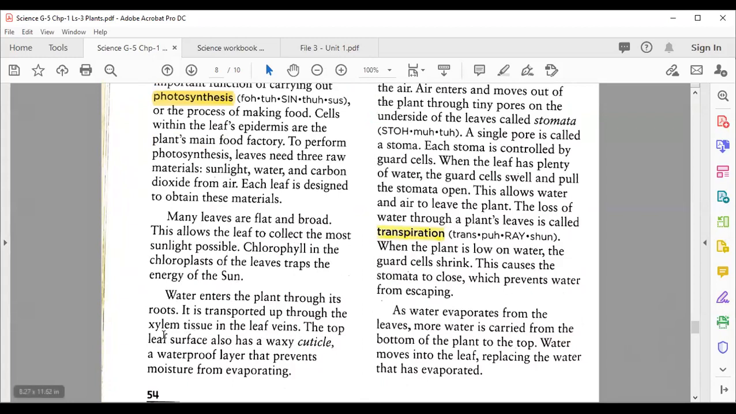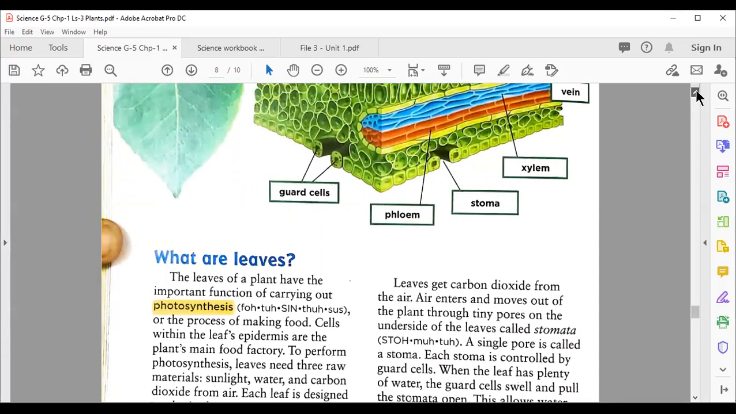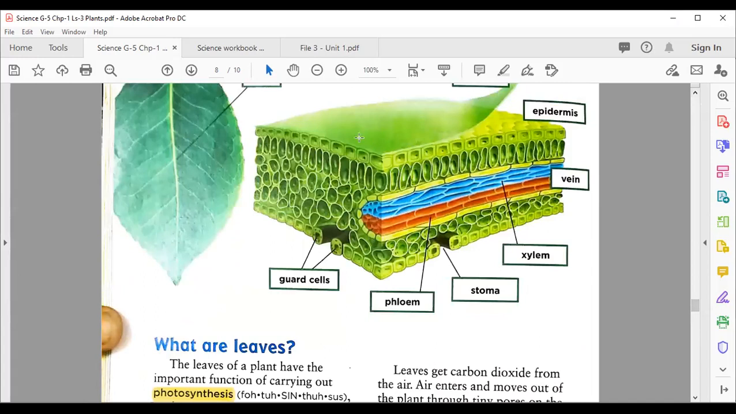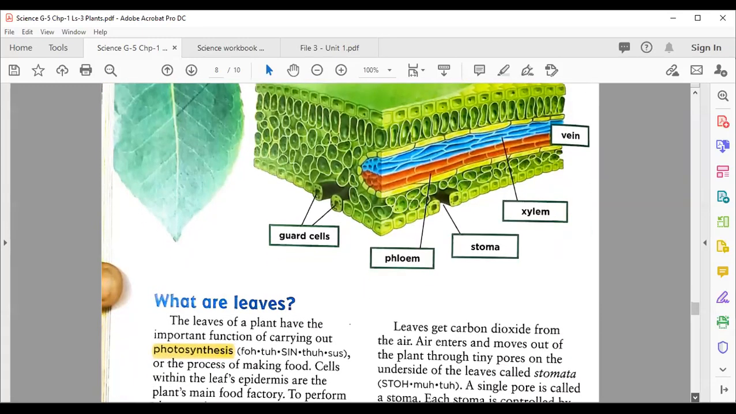The top leaf surface also has a waxy cuticle that I showed you, a waterproof layer that prevents moisture from evaporating. This cuticle is a little bit waxy, or you can say oily, and doesn't let water go out from the leaf. Okay, so there is a waxy layer on it. When water reaches the leaf from the roots, it enters the leaf, and from the leaf it enters the chloroplast, where it moves in the chlorophyll cells.